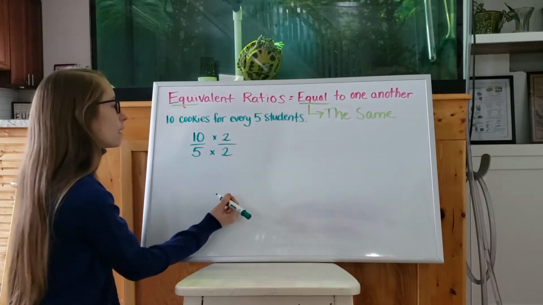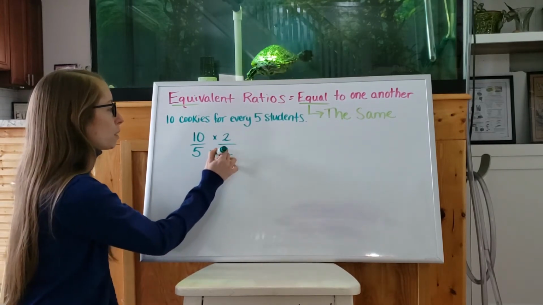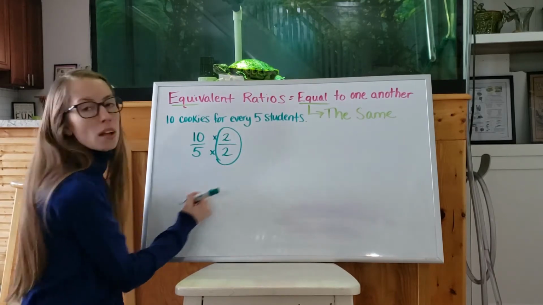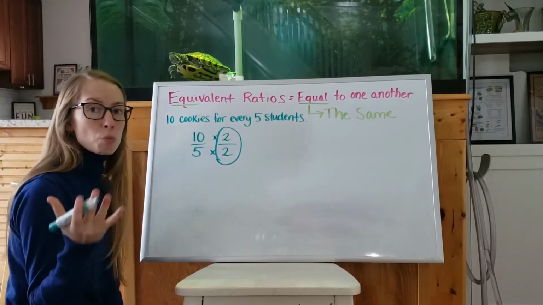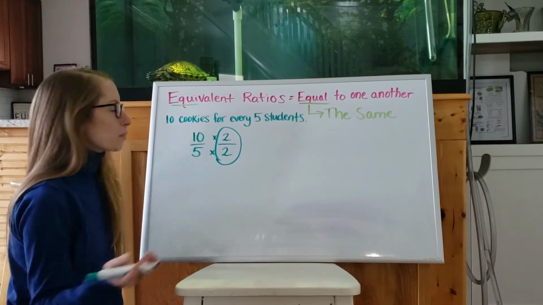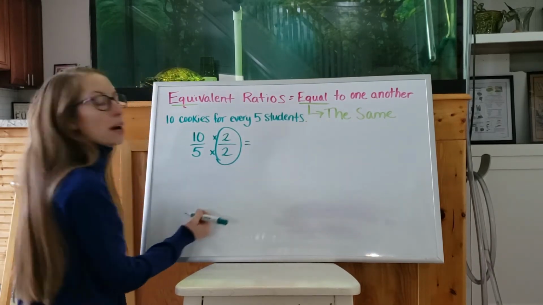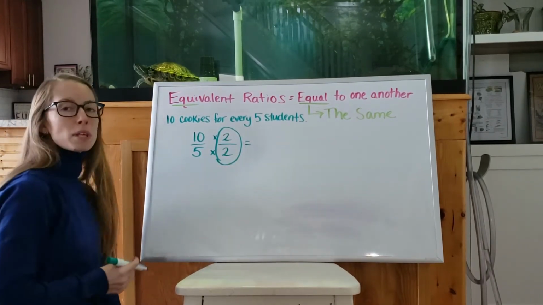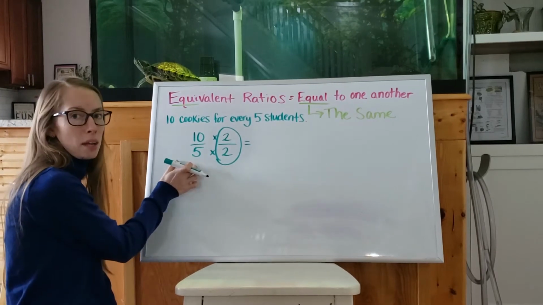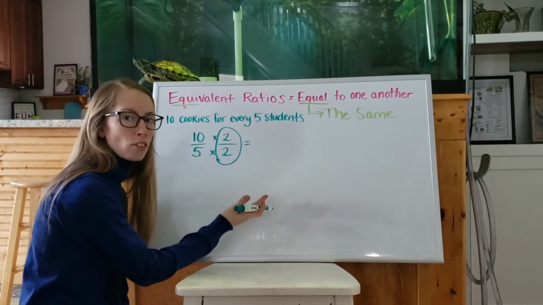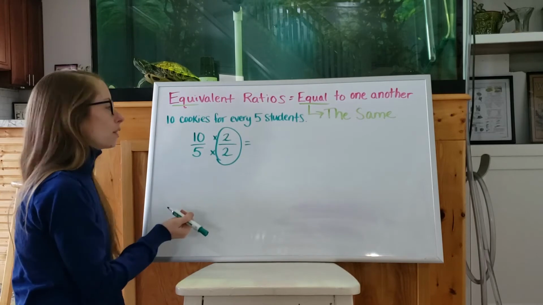So if I multiply the top number and the bottom number by the same number, what I'm really doing is multiplying this fraction by 1 whole. And if I multiply anything times 1, you get the same amount. So, by multiplying both sides by the same number, I'm keeping the total value the same, but coming up with a new fraction that can be my equivalent ratio.